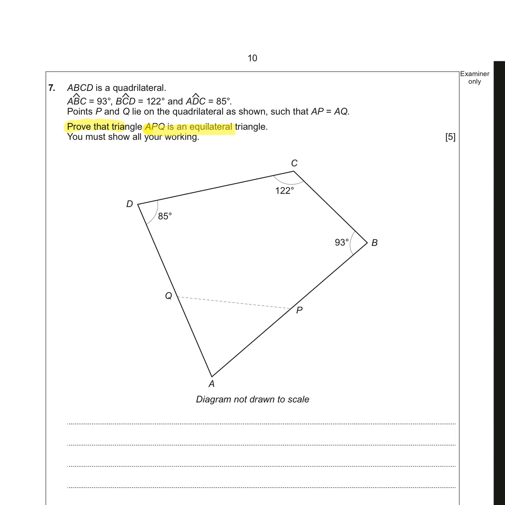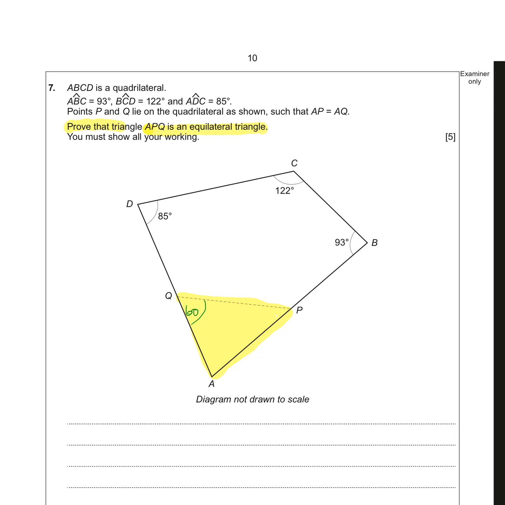So I need to prove that APQ is an equilateral triangle. APQ is this little triangle down here in the corner. So what I'm aiming to show is that these three corners are all 60 without a shadow of a doubt, because then I would be dealing with an equilateral triangle. That's the maths identification, the maths properties of an equilateral triangle.